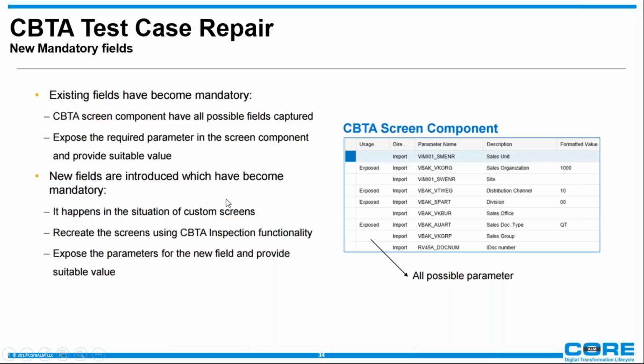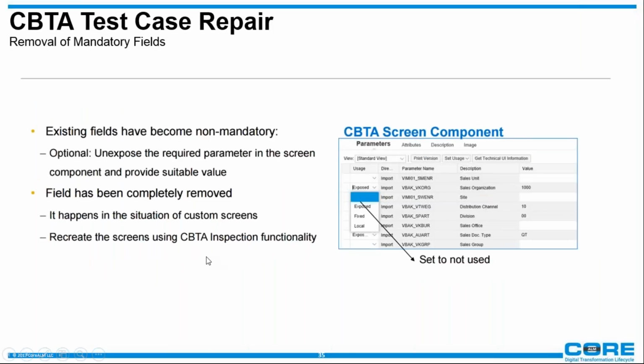Then new screens or new fields. Sometimes with custom screens, there's CBTA inspection that recreates the screen component. So screen component, and then there's other types of components. This is the way the screen component with sales org distribution. As new screens might be introduced, instead of having to re-record the whole script, you can regenerate the screen component using the inspection functionality, and then expose the parameters.